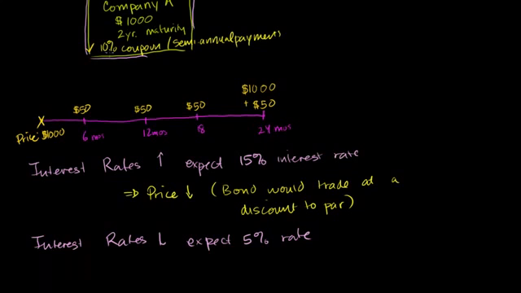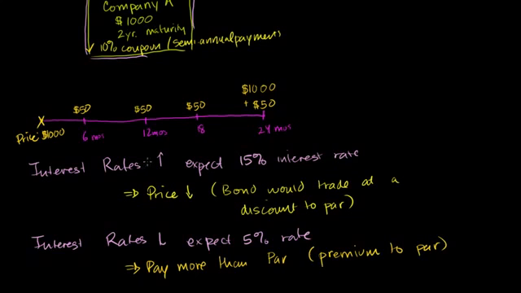I'm not being precise with the math. I really just want to give you the gist of it. So I would pay $1,000 for something giving a 5% coupon now. This thing is giving me a 10% coupon, so it's clearly better. So now the price would go up. Now I would pay more than par, or you would say that this bond is trading at a premium to par.